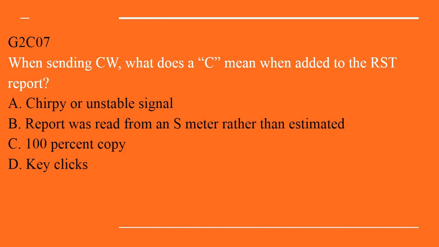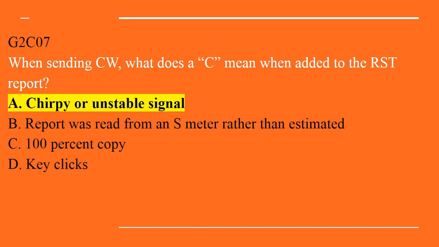G2C07. When sending CW, what does C mean when added to the RST report? A. Chirpy or unstable signal. B. Report was read from an S meter rather than estimated. C. 100% copy. Or D. Key clicks. Correct answer is A. Chirpy or unstable signal.